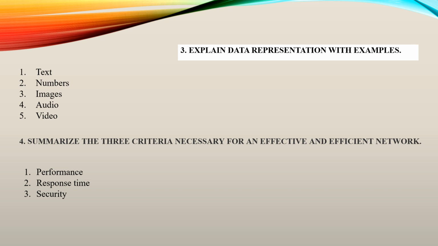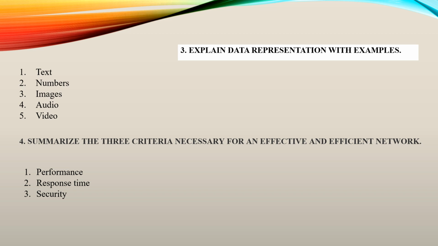Moving on to the third question, explain data representation with example. These are the data representations in the network. As I've already told you, the data can be of any type. It is not only bits, it can be in the form of text, numbers, images, audio, and video. These are the five data representations of a network.